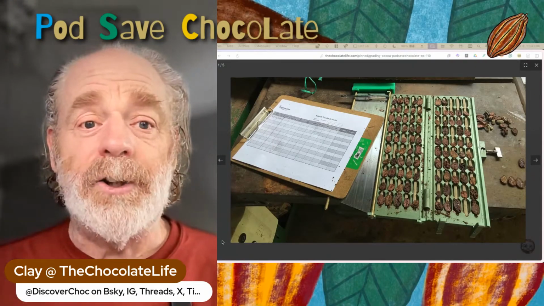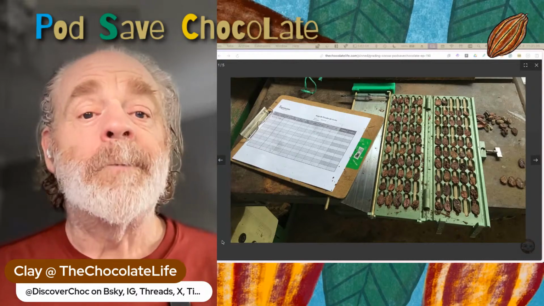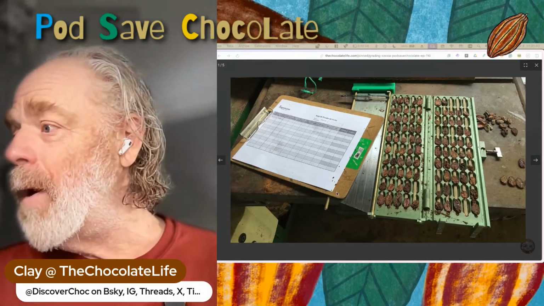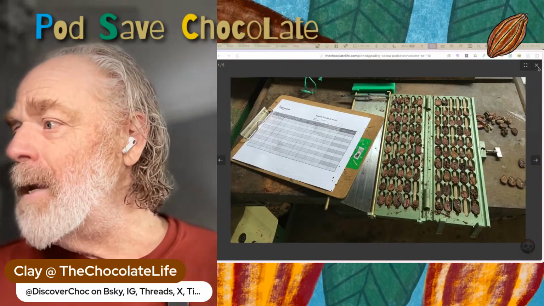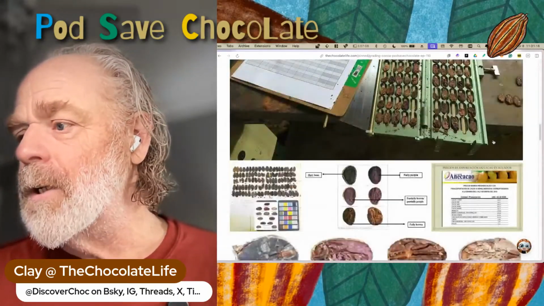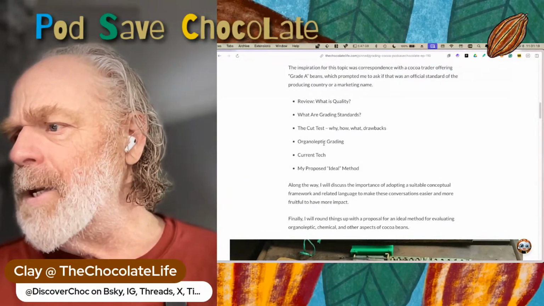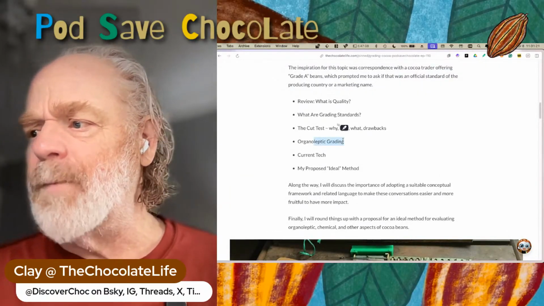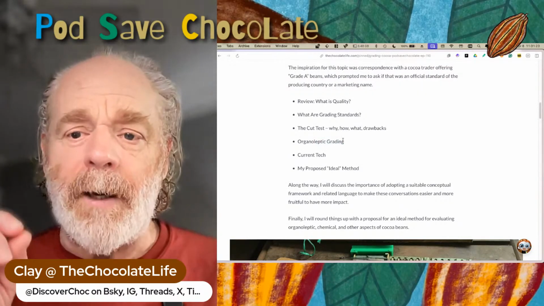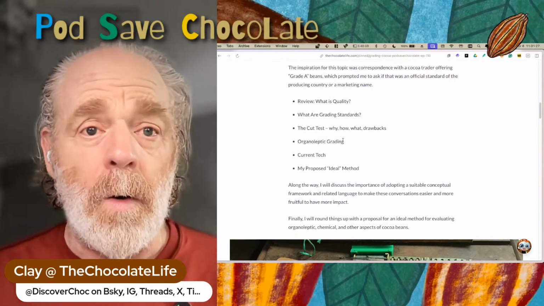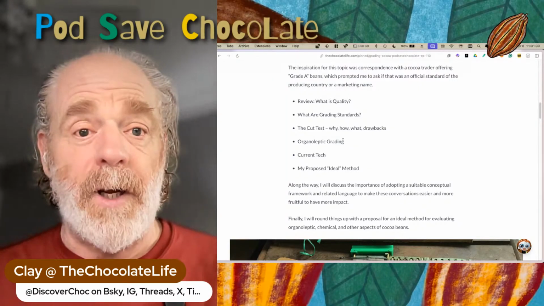But if you're going to try to determine whether or not these beans will make good chocolate, you have to come up with a different method. And what I'm going to suggest is that the method that gets used is based around organoleptic grading. And in this respect, what I want to propose is that we take a look at specialty cocoa the way we look at specialty coffee.